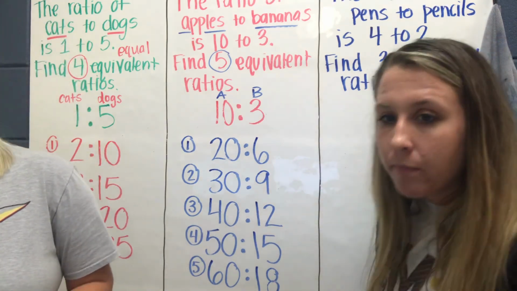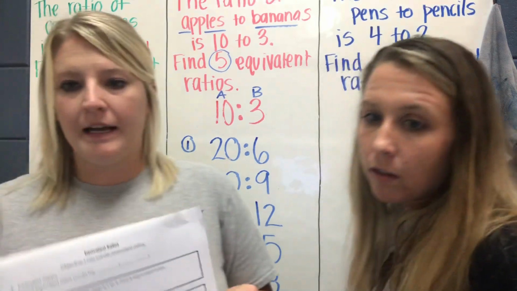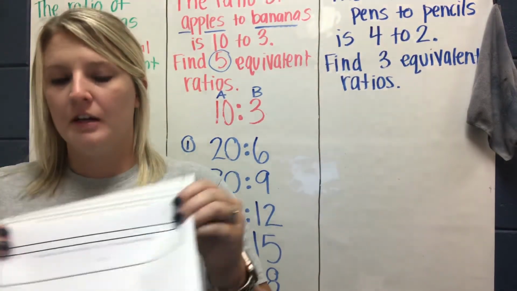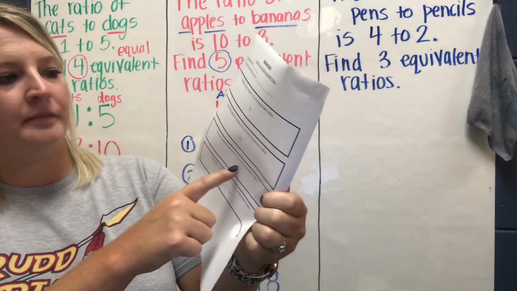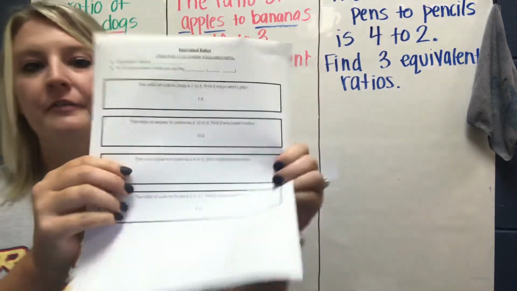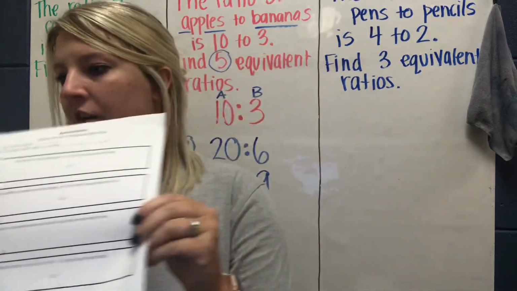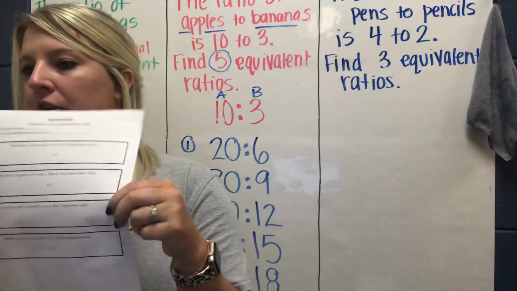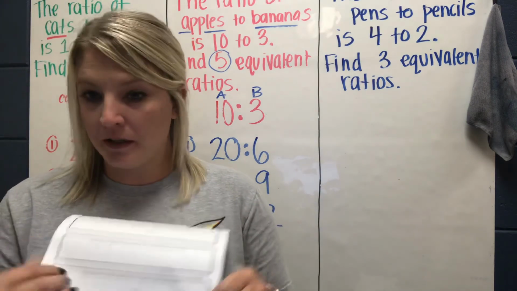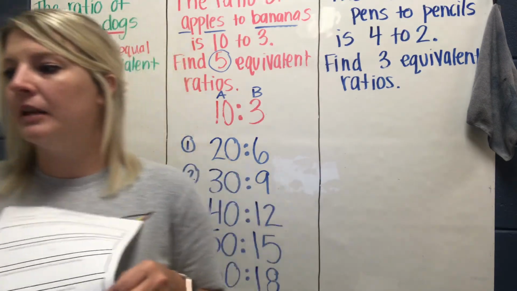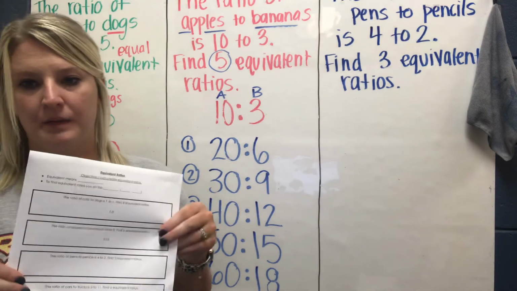For those of you that didn't have it, that you wrote on paper, we've talked to you. Okay, so I had someone ask, do we have to do 5 on each? Look at the question and it tells you how many to do. So it says the ratio of pens to pencils is 4 to 2. Find 3 equivalent ratios. So for the fourth one, you'd only have to do 3 equivalent ratios. And then I want you to read the last one and figure out how many equivalent ratios you have to do for the last one.